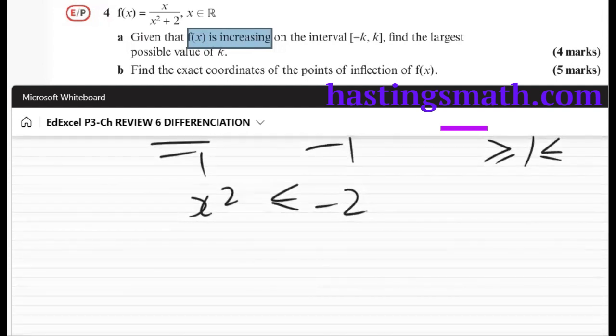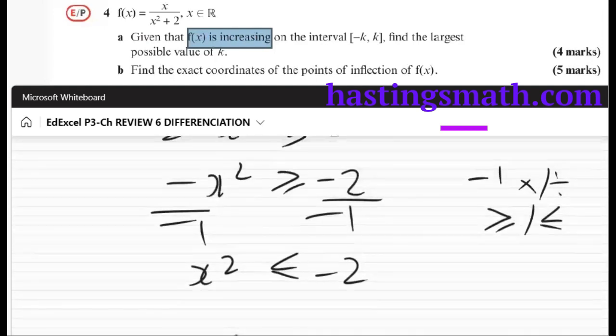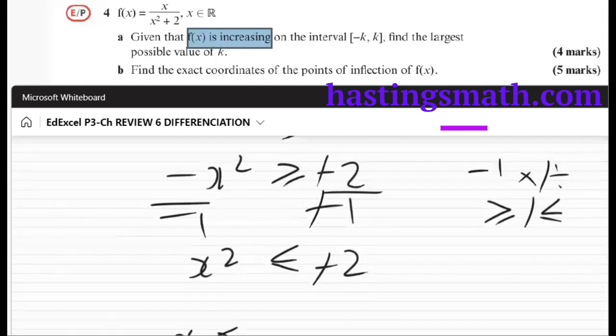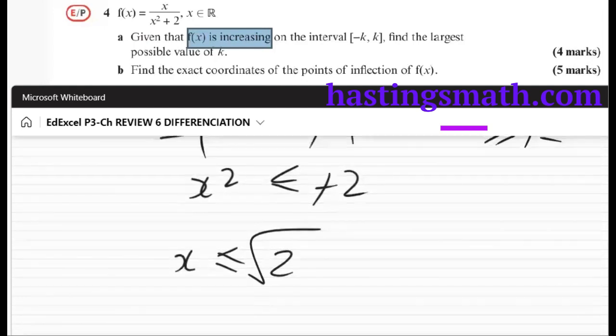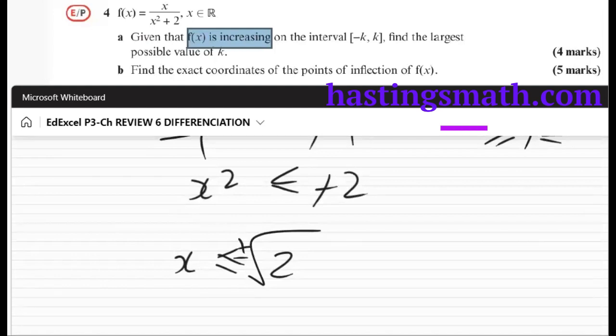Okay, so then we have x squared is going to be smaller than or equal to 2. That wouldn't have worked, that would have been non-real. So the square root of 2 is what we're working with. And of course, when you take square roots, it's plus or minus.